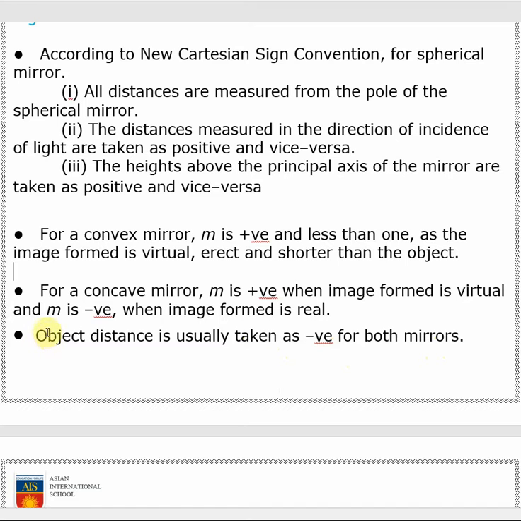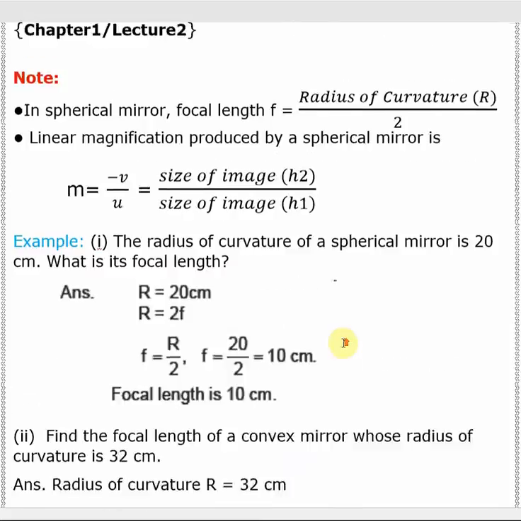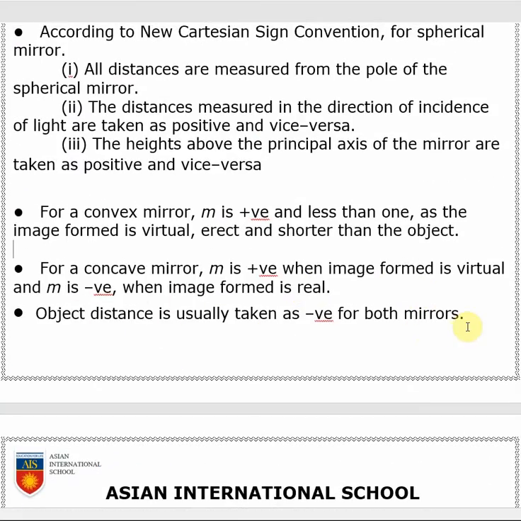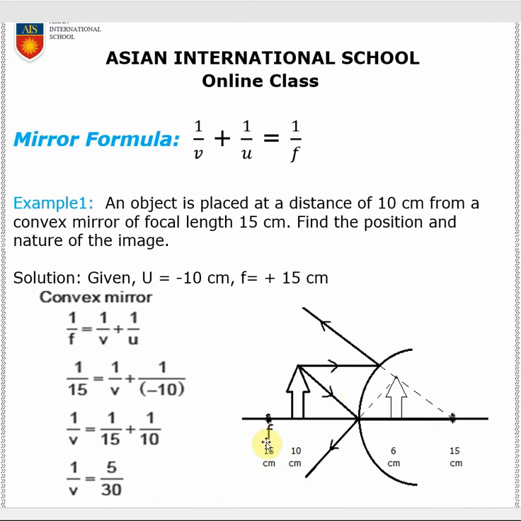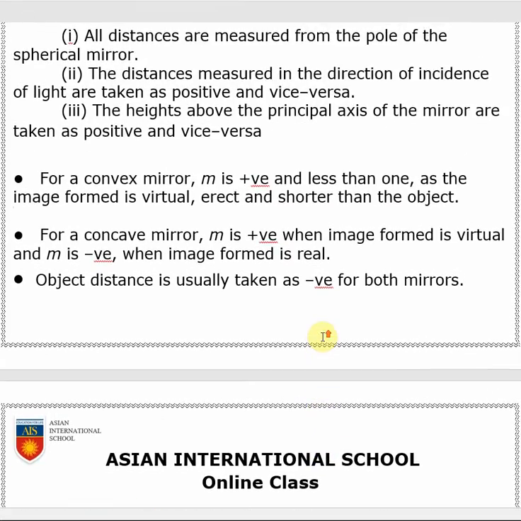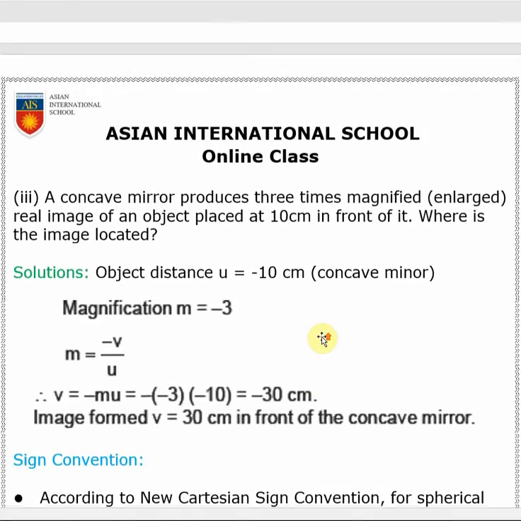If you take the object distance always negative, then the light comes from the left side, and like this picture, you see the object is always on the left side of the mirror, so this distance is always negative. In this case, this is the image, at the right side of the mirror, so the image distance will come positive. And if by chance the image was also coming at the left side of the mirror, then the image distance will also be taken as negative. These are very important points we have to remember while doing numericals.